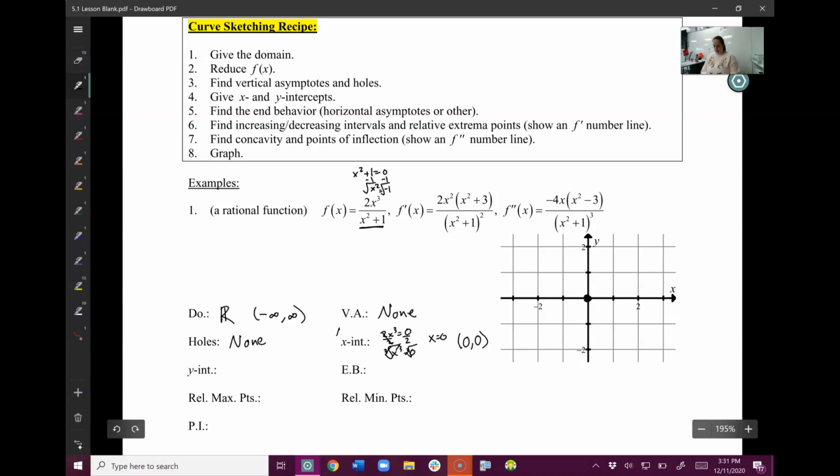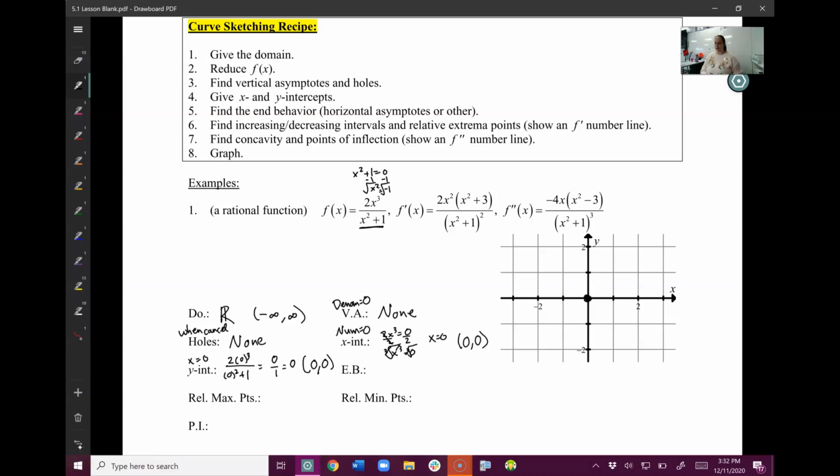Y-intercept, so x-intercept is where the numerator is equal to 0. Vertical asymptote is where the denominator equals 0. Holes is when things cancel. Y-intercept is when your x's are 0. So I'm going to set all my x's to 0. So I get 0 over 1, which is 0, which I also write as a point.